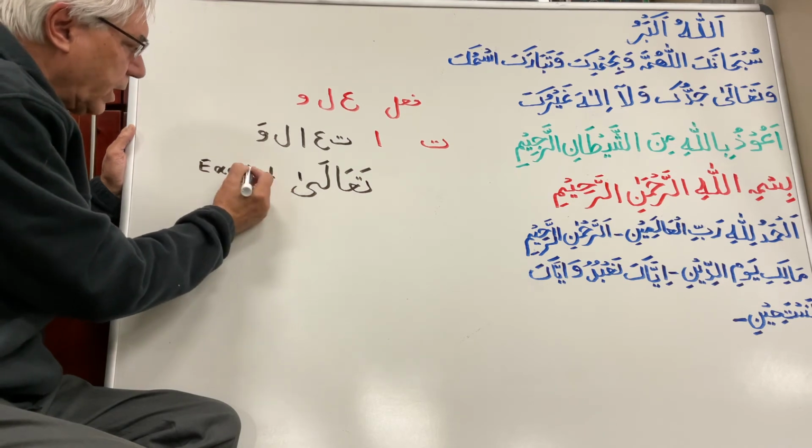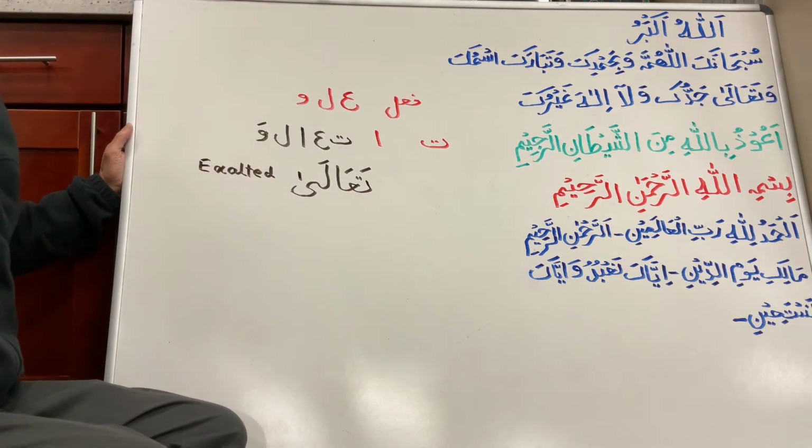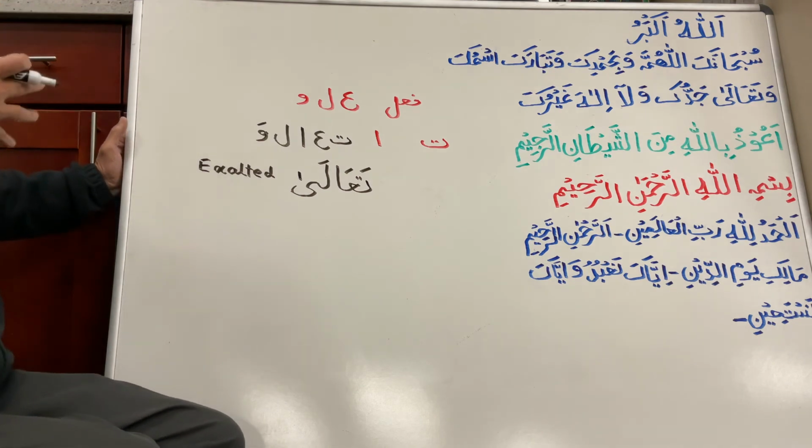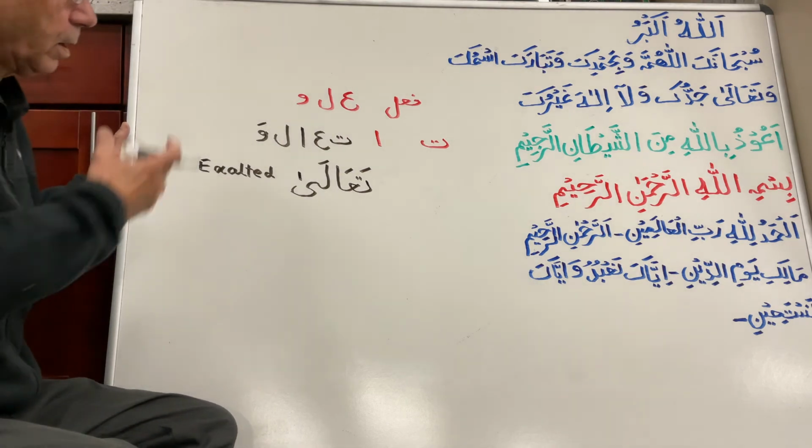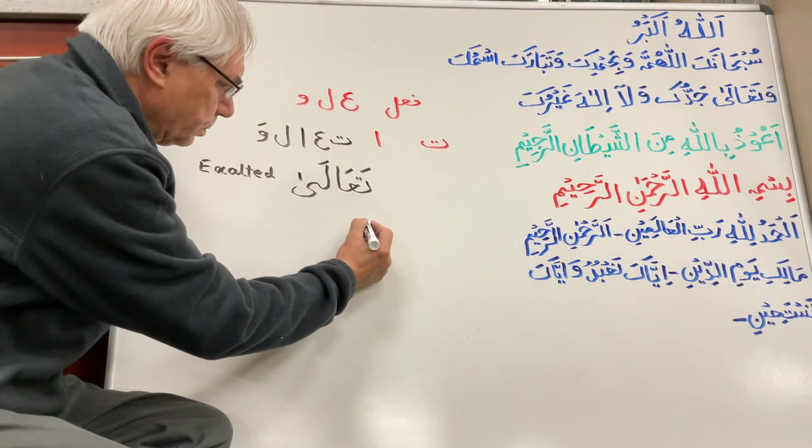So now we are saying exalted, but which is not done yet. We are just using the words very high, very exalted. Okay, let's look at the next word.